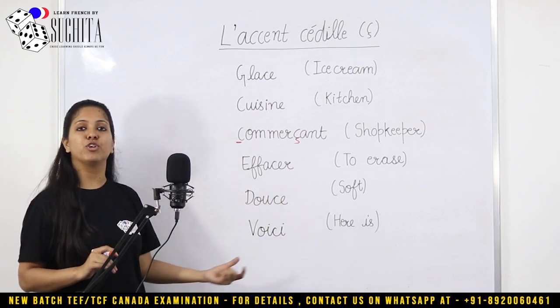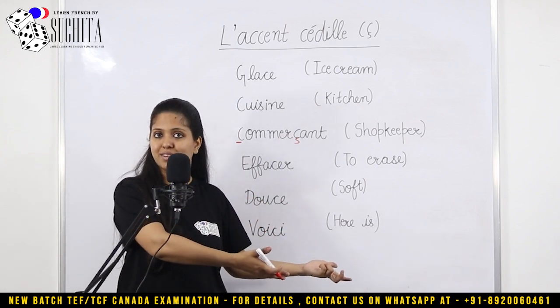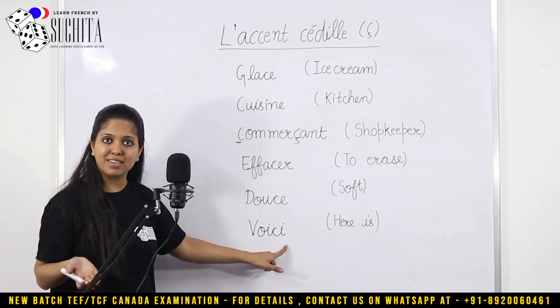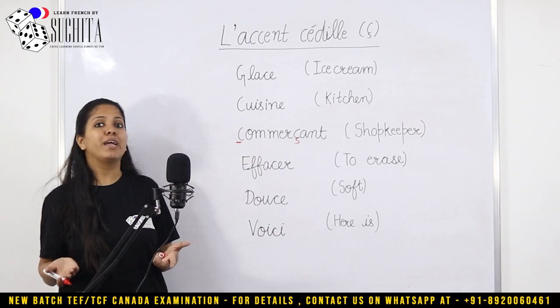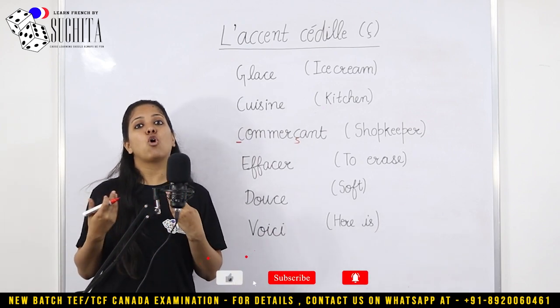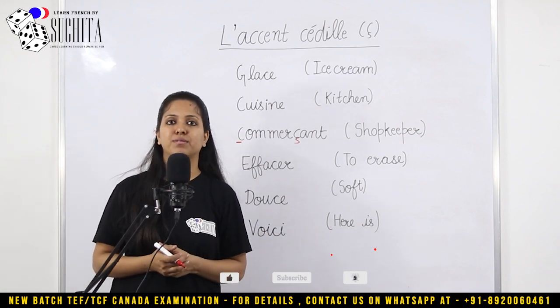And the last example that I've written is "voici", which means here is, or I can say here it is. Now CI is already S. So that means I do not need to apply any accent. If after C you have E or I, then the pronunciation of C is already S. So "voici", we do not need to apply any accent.